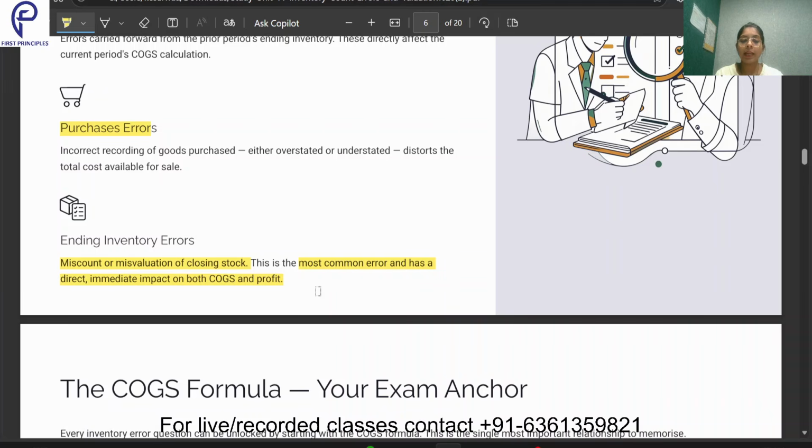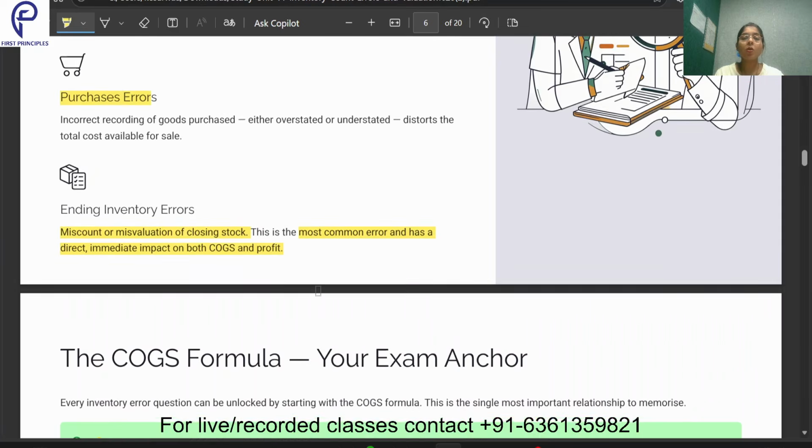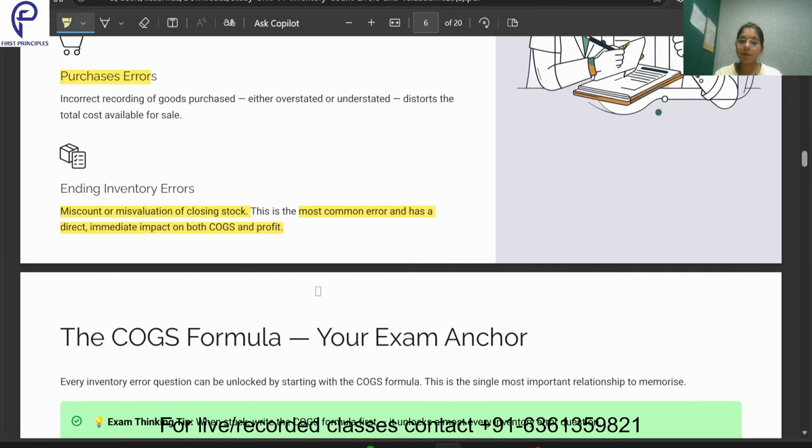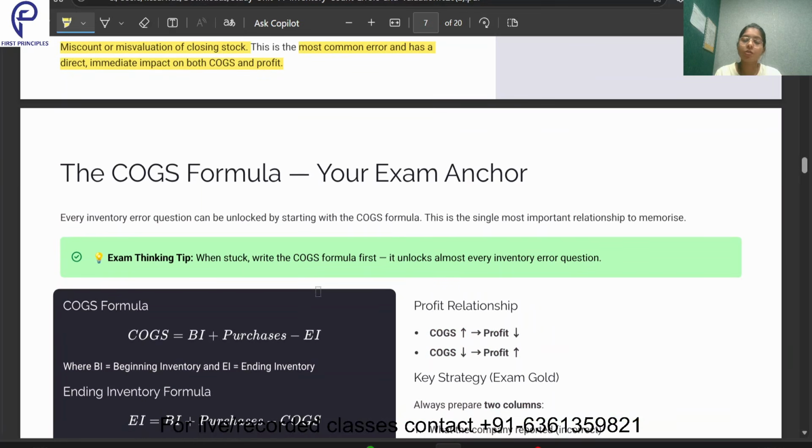Because if the ending inventory is not recorded correctly, my cost of goods sold will be impacted, and if my cost of goods sold is impacted, my profit is going to be impacted. Now we have been talking about how the beginning inventory and ending inventory impact my COGS, my cost of goods sold, or the cost of sales. It is one and the same thing. Please don't get confused, guys.